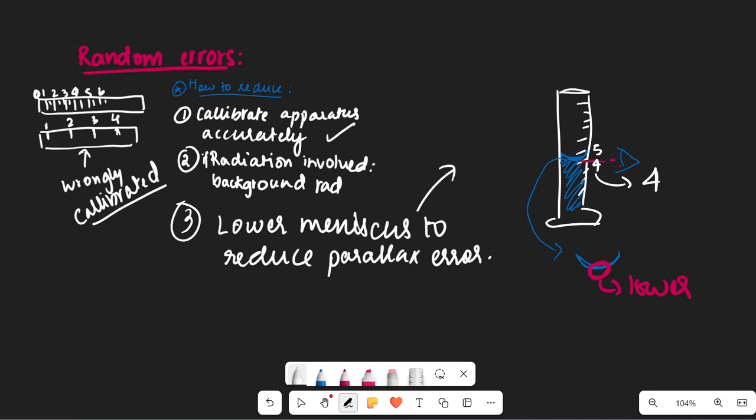That's why you read any measurements that involve a measuring cylinder this way.